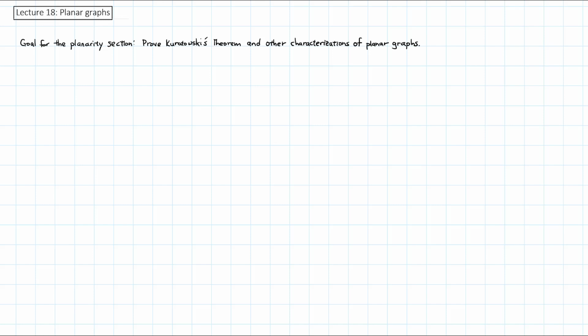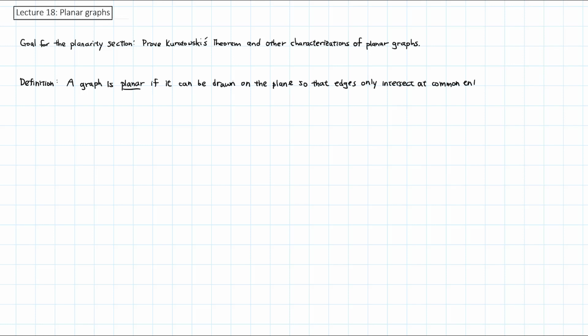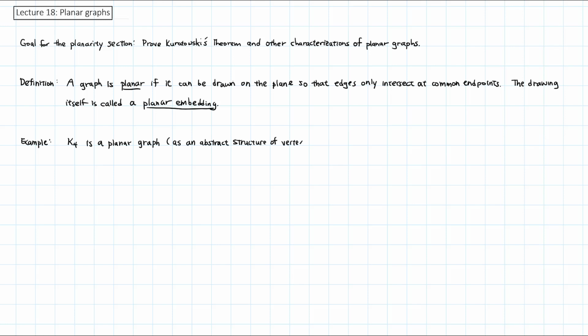We start with some basic definitions. A graph is planar if it can be drawn on the plane so that edges only intersect at common endpoints. The drawing itself is called a planar embedding. For example, K4 is a planar graph, and this is an abstract structure of vertex and edge sets. And K4 is planar because there are some planar embeddings of the graph, like these two.